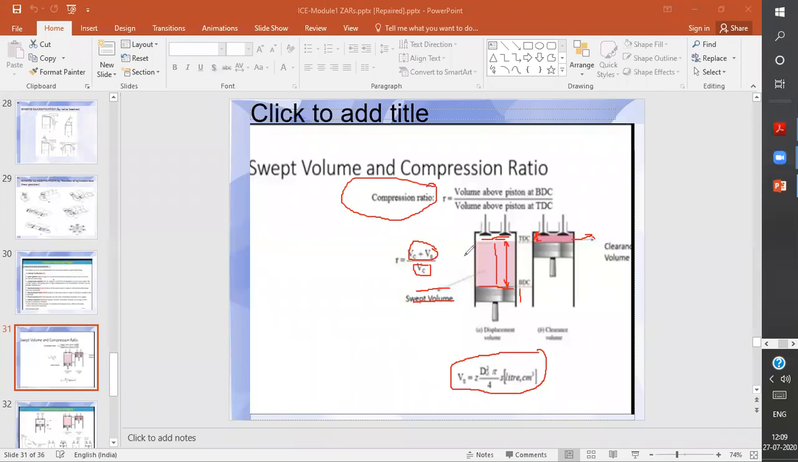So what is stroke volume? Pi d square by 4 into L. Here the Z is written. You can take it as L also. L, pi d square by 4 into L. That is the volume. You can take it in centimeter cube or meter cube, anything, whatever is required. Let us move ahead.